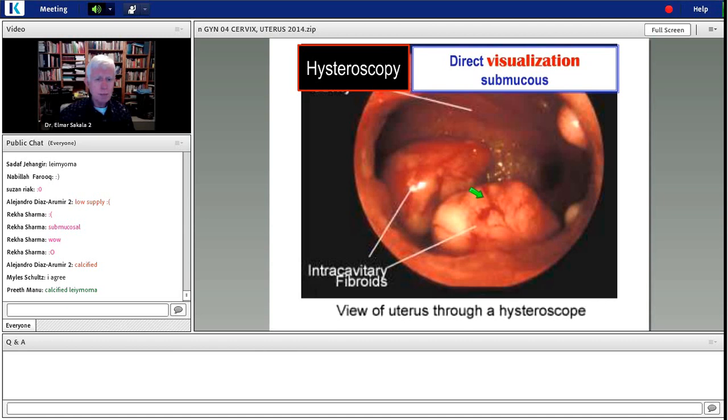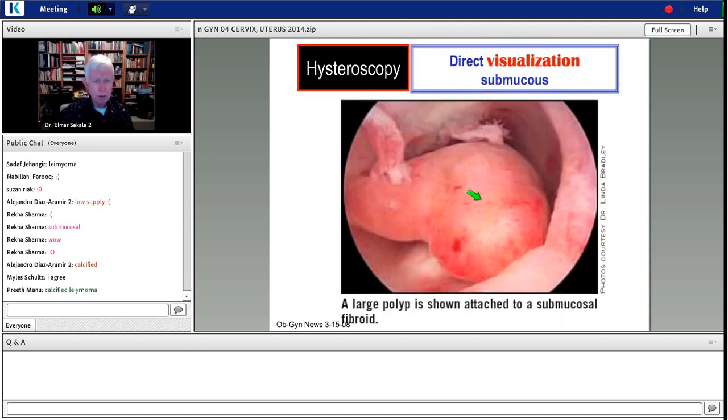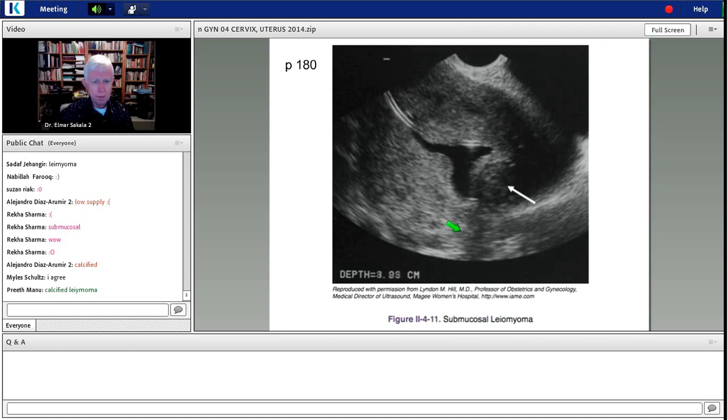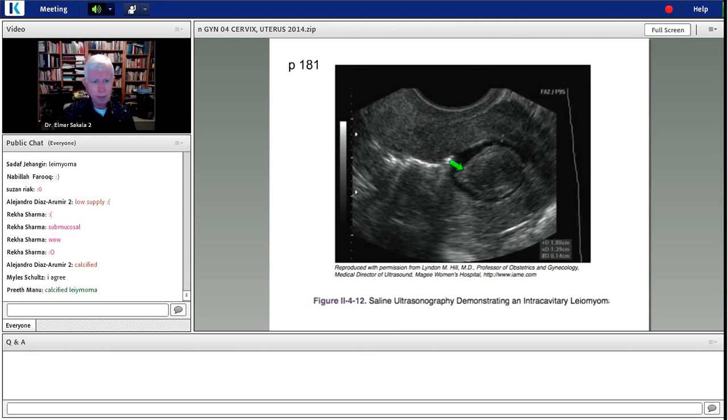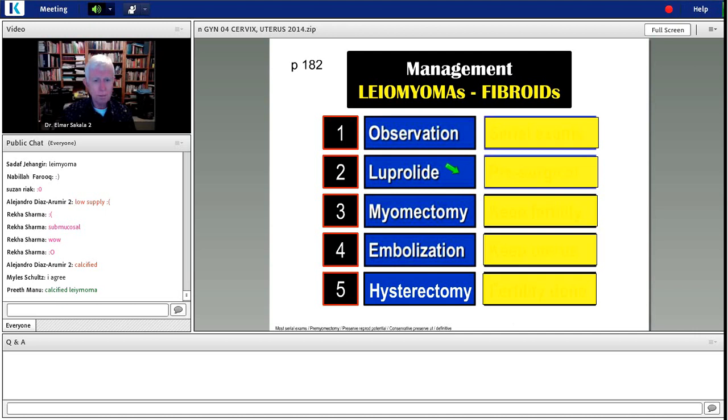This is an artist's conception of intracavitary leiomyomas, fibroids. You can see this one almost fills the entire uterine cavity. This is in your book on page 180, and it shows the saline sonogram. Here is the catheter, which is coming in through the cervix, and this is fluid pushing apart the walls of the endometrium. And here's another image showing the saline sonogram.